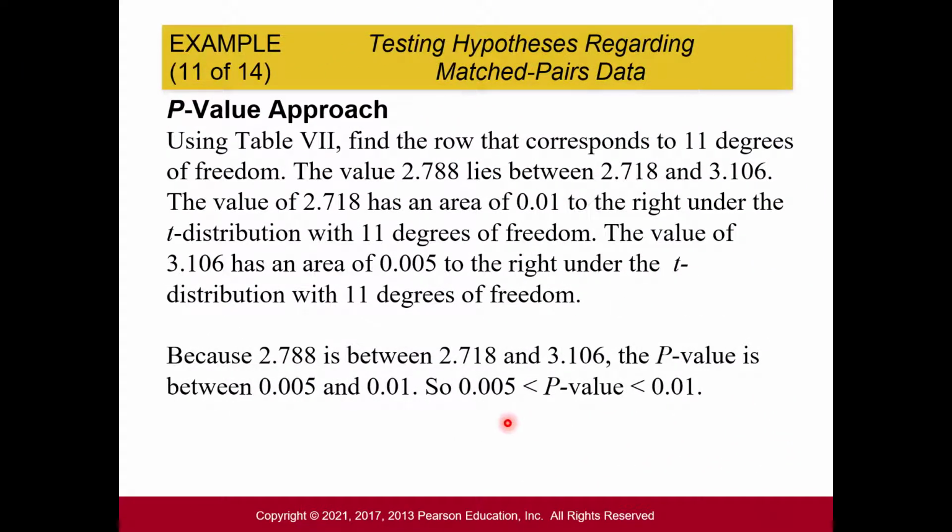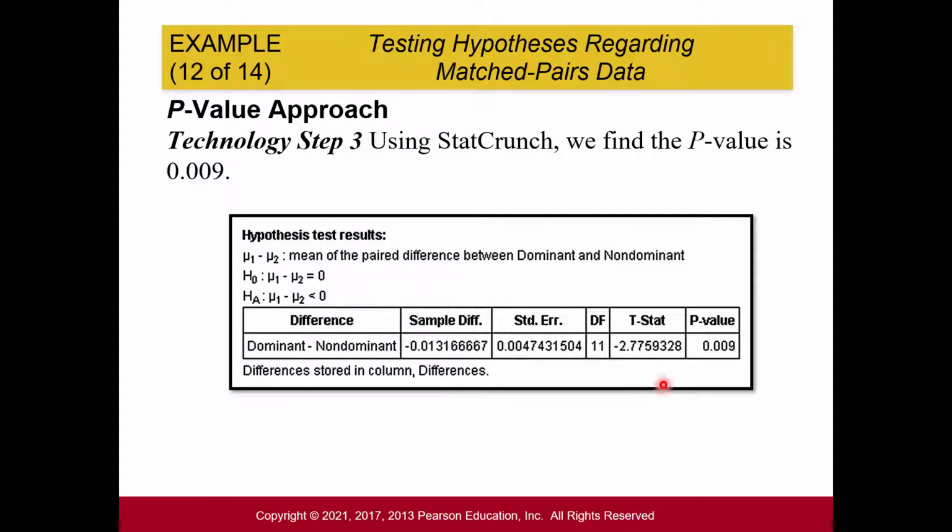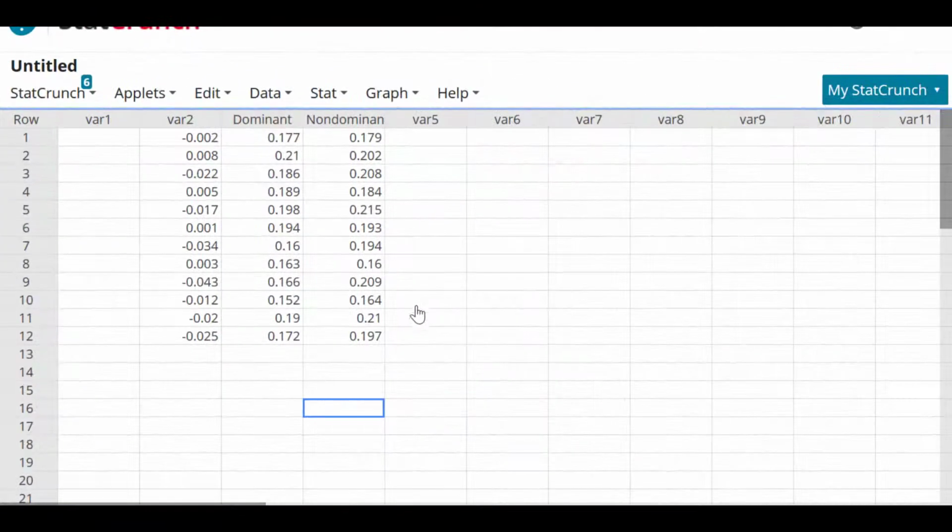Okay, so now we know that our p-value is between 0.005 and 0.01. And so to get a more accurate value, instead of just a range, we can use StatCrunch. So let me take you over there to show you that the p-value is 0.009. Alright, so in my table I did go ahead and add the times for the dominant hand and the non-dominant hand.